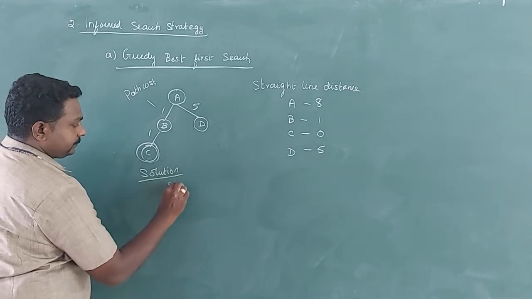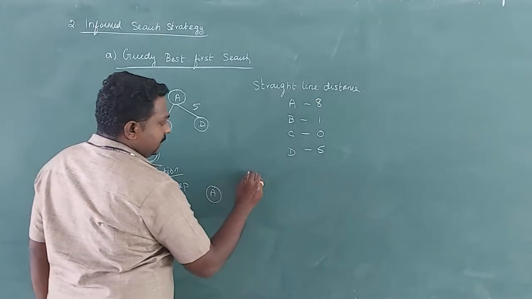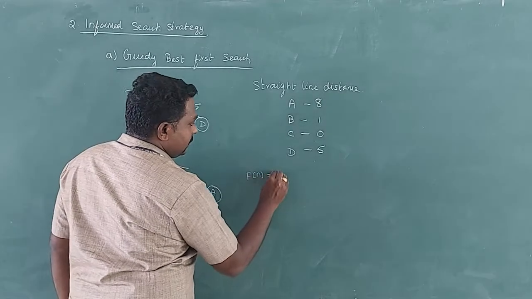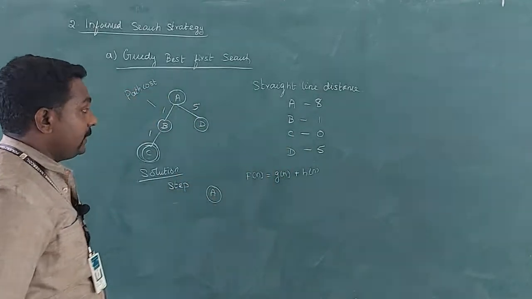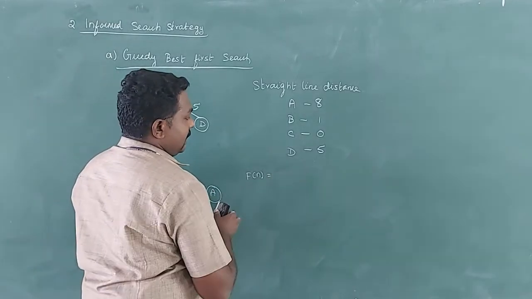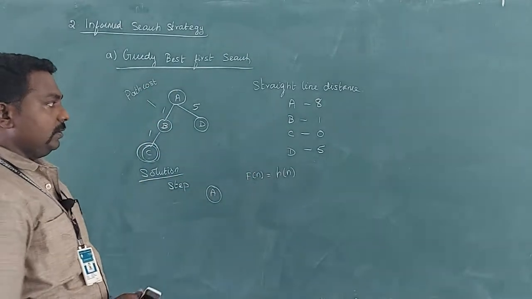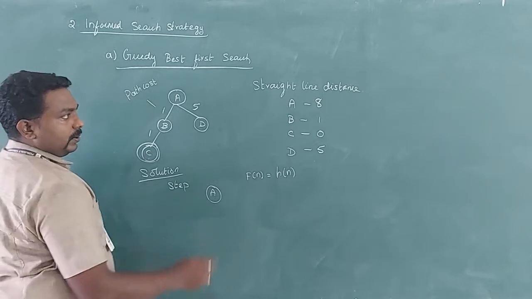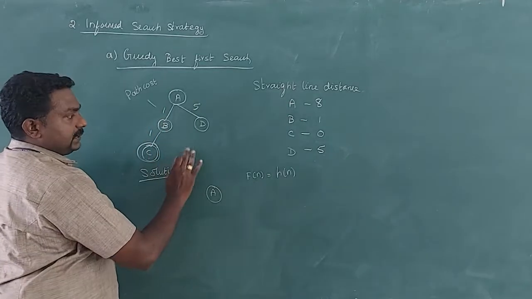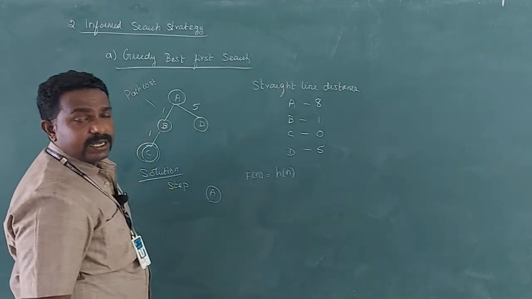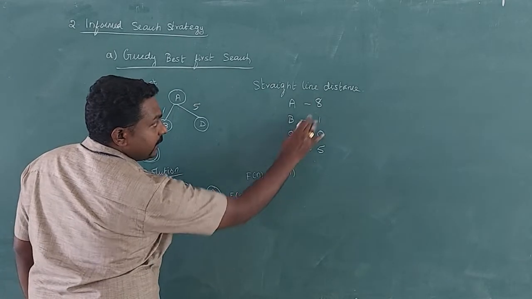Step 1. So, you are starting from node A. We have a formula like f of n is equal to g of n plus h of n. Okay. But for this particular problem, we have only h of n. F of n is equal to h of n, that is, only the straight line distance value is considered. So, from root node A, what is the straight line distance value? That is 8. So, you are not calculating the path cost, you are considering only the straight line distance value. So, f of n is equal to 8.